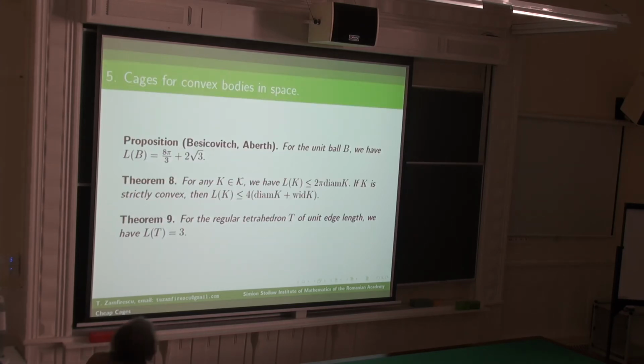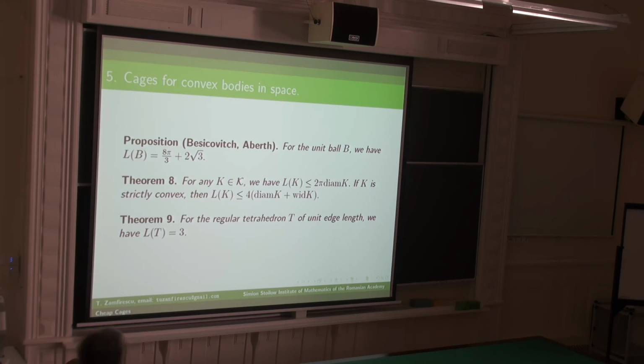And now we go to cages for convex bodies in 3-dimensional space. So, 3-dimensional convex bodies. Remember first the result of Besicovitch and Ebers. Besicovitch gave the solution, the example, and Ebers showed optimality. Ebers' proof was extremely long. It is an old result. I'm sorry that I did not put the year here, but this must be in the 50s or 60s.